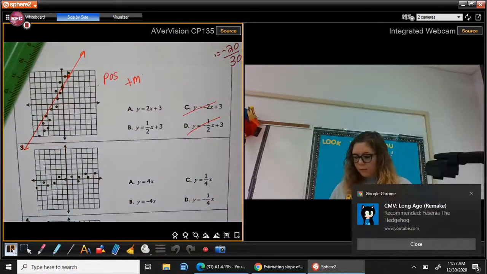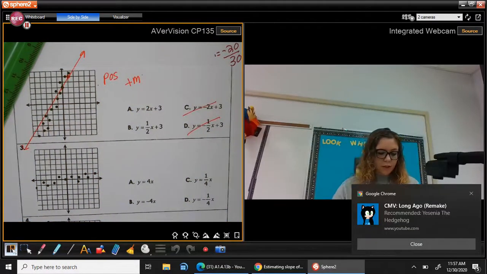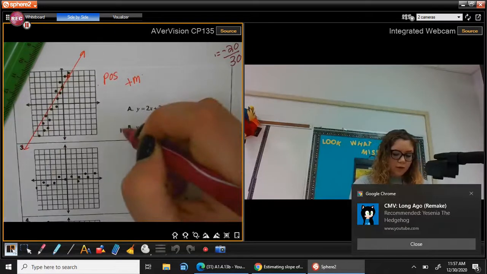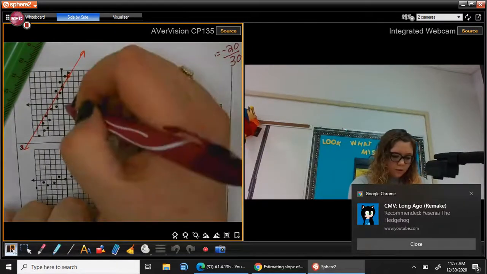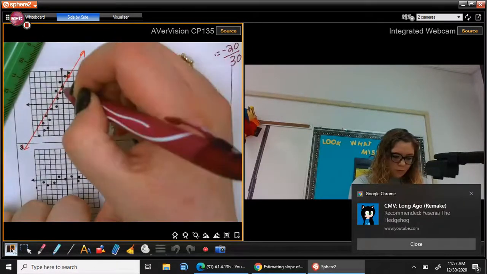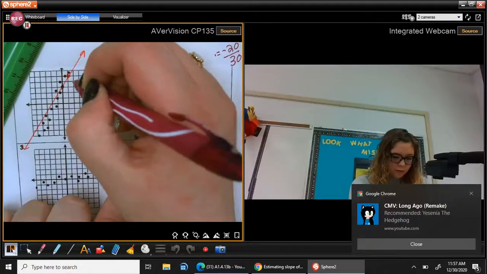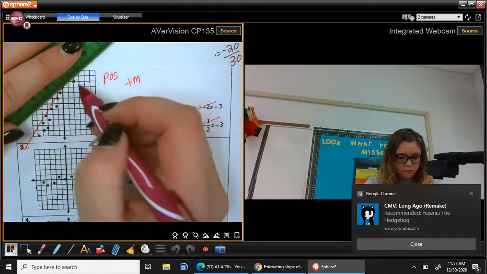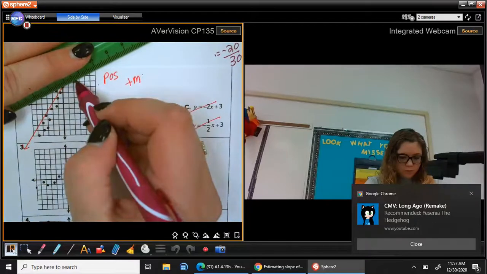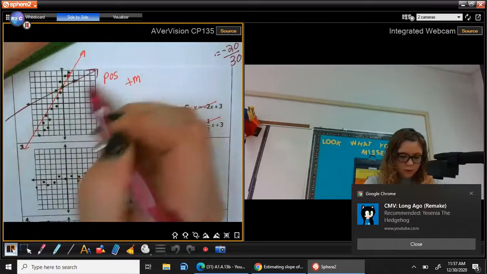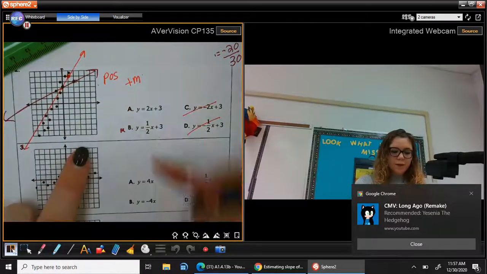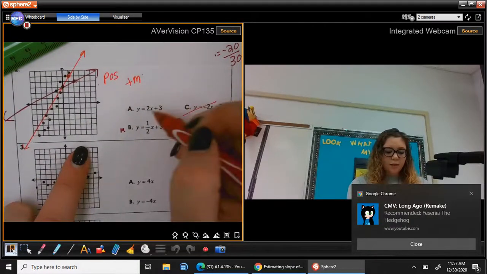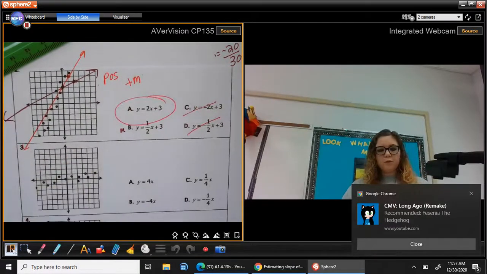Okay. That one looks pretty good, but again, we always want to make sure, because we want the best one. Okay, so the red is my best one, so A is going to be my answer.